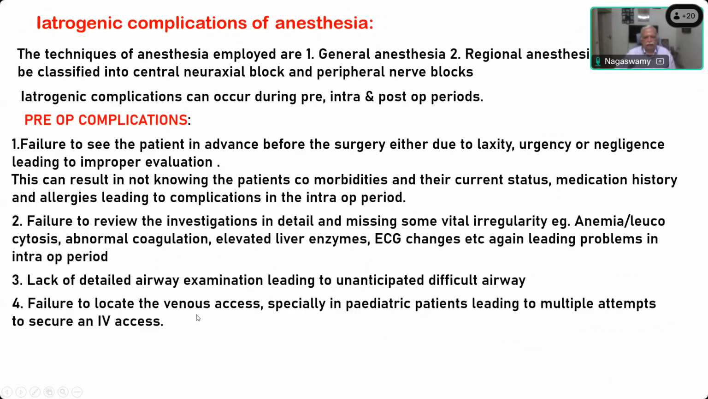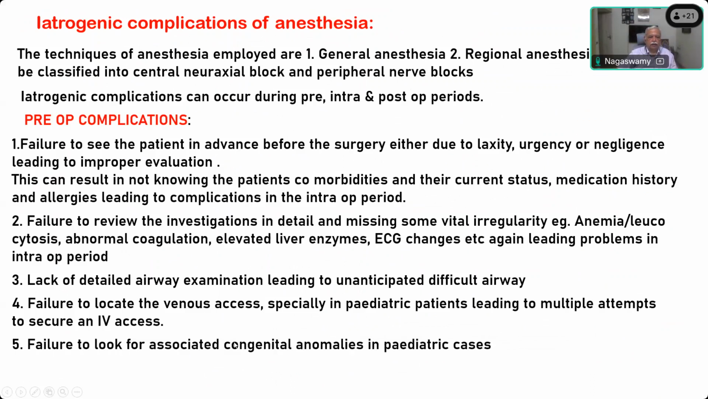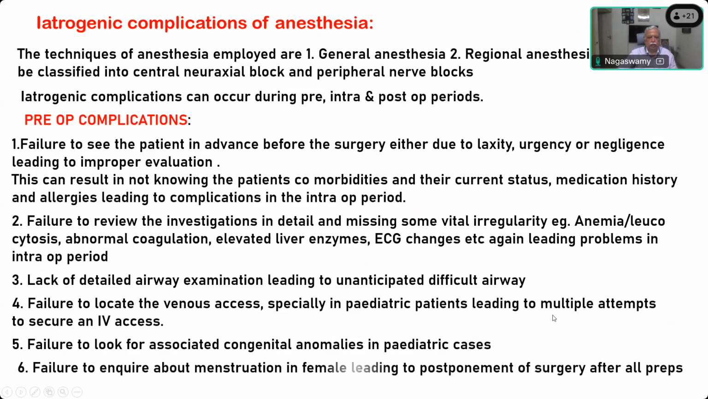Failure to locate the venous access, especially in pediatric patients, children who are very chubby. I always insist the postgraduates make sure during the pre-anesthetic assessment itself which vein is very nicely seen, mark it, and tell the nurses not to damage it by attempting to start the IV line in the ward. That may lead to multiple attempts to secure the IV access. Failure to look for associated congenital anomalies, especially in pediatric cases, will also lead to intraoperative problems.